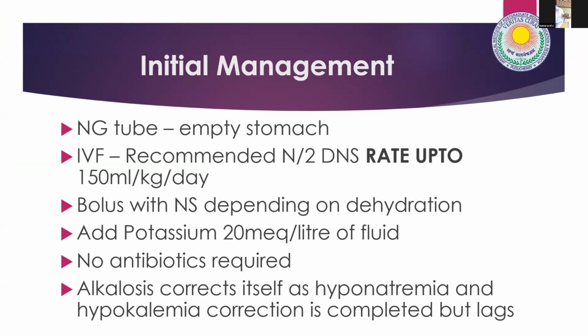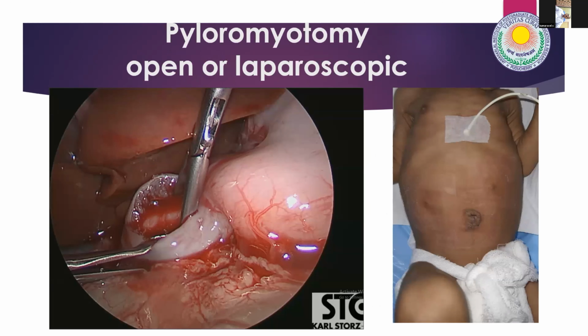It is important to keep these children nil by mouth as soon as the diagnosis is made while the referral is being done, as it prevents more vomiting and loss of fluid. Pyloromyotomy is the surgery of choice. However, we do not rush to pyloromyotomy as soon as we receive the child.